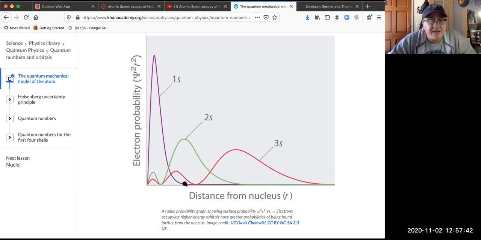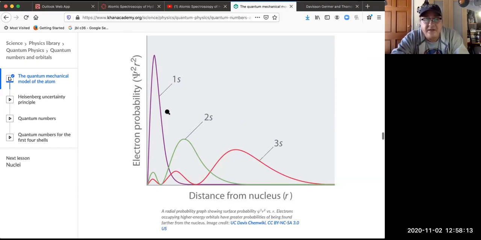Now I want you to imagine you want to take these radial distribution plots and make them three-dimensional. So what would that 1s radial distribution plot look like in 3 dimensions? You've got to take this radial distribution plot and imagine the electron being this far from the nucleus in any direction from the nucleus, any x, y, and z. So what would this plot look like?